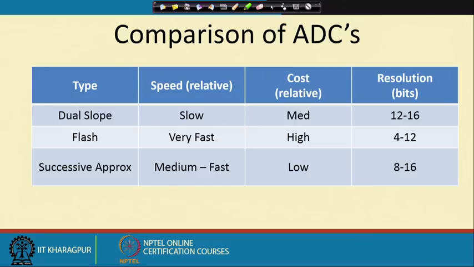If you compare between the ADCs, then dual slope ADCs are a bit slow. Flash ADCs are very fast, and successive approximation are medium fast. Cost: dual slope is medium cost, flash ADC is high cost, and successive approximation is low cost. Resolution: dual slope is 12 to 16 bit, flash ADC is 4 to 12 bit, and successive approximation is 8 to 16 bit.